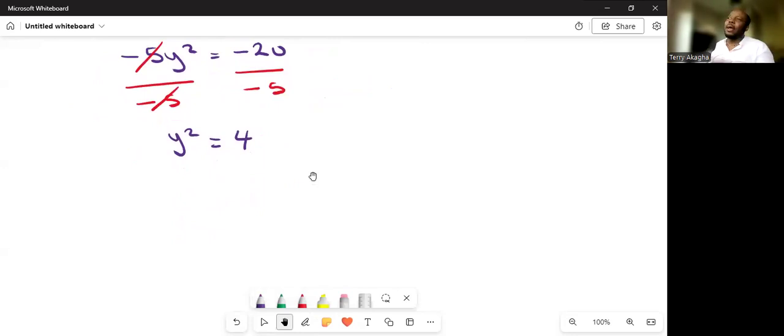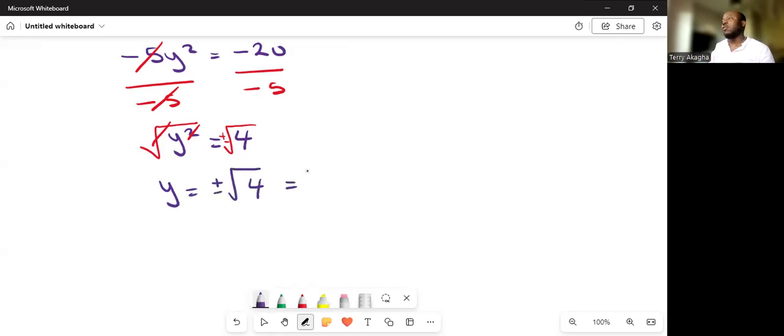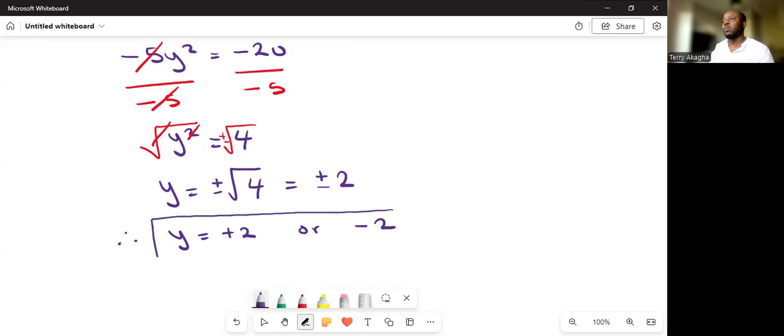So we cannot get rid of this square except by finding the square root of both sides. I'm going to find the square root. I remember square root is plus or minus. I've talked about this in quadratic equations. So y is going to be equal to plus or minus the square root of 4, and this is going to give us plus or minus 2. Therefore, y is equal to plus 2 or minus 2. So that's the answer for y.